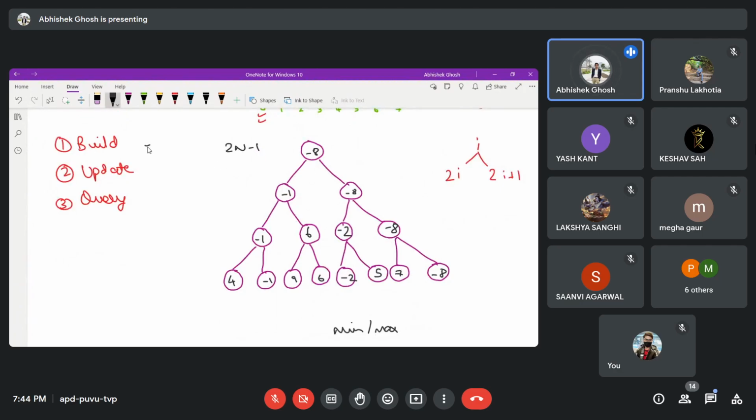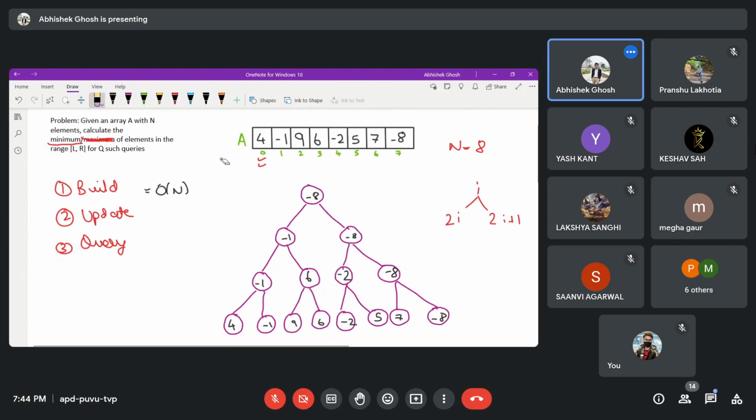So build takes order of n time. Order of n, because we are creating these many elements, and 2n minus 1 is basically just order of n, as we have done order of n work. So the build operation in normal cases would take order of n. In some cases, this would also be multiplied by some constant, which I will discuss in a while.